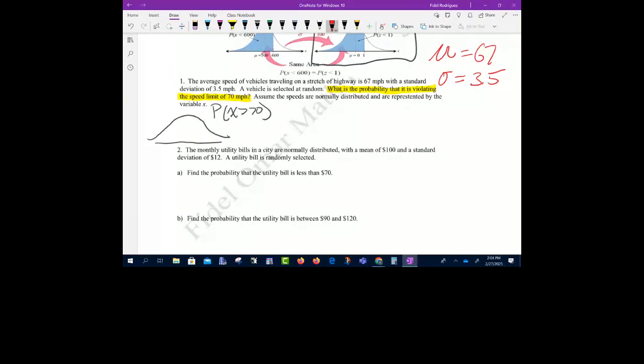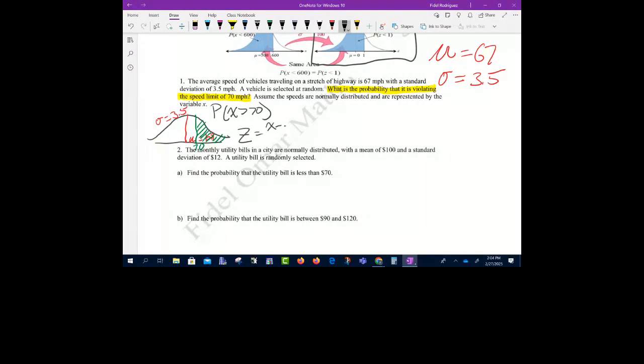They told us already that our average was 67, and we had a standard deviation of 3.5. It's supposed to be a 67, sorry. What we're trying to do is find the probability that our speed is going to be greater than 70. Right here, that's about 70. We're going to try to figure out what that area looks like. So in order to do that, we're going to convert this X value to a Z score. So what we're going to do now, my friends, I'm going to come back here.